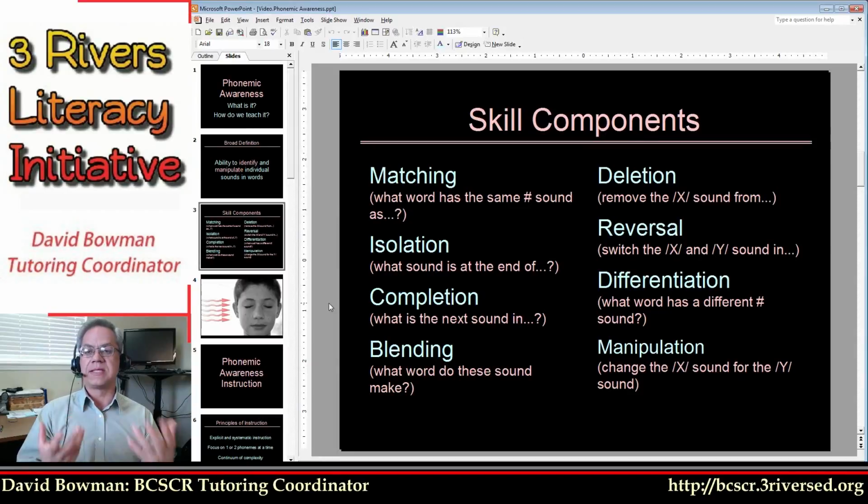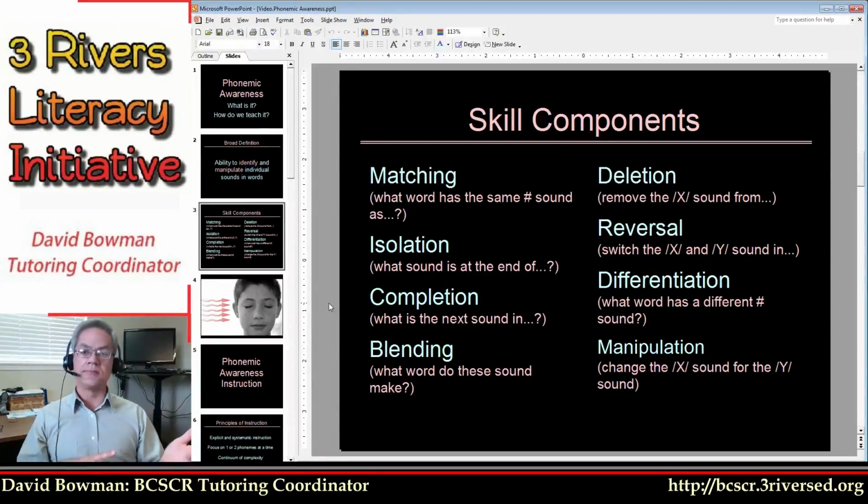With phoneme segmentation, it's much like the identification process, but now we're looking at all the sounds within a word. So I could say, for example, how many sounds do you hear in the word book? B, oo, k. So there's three there, and I can identify what those are.